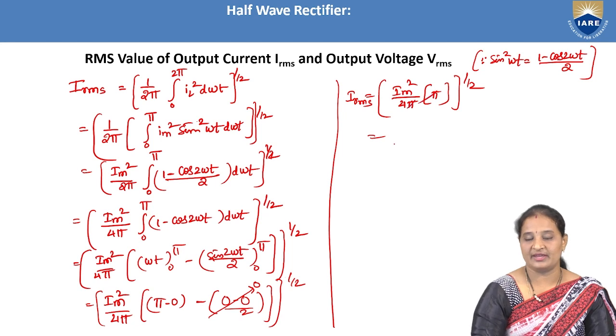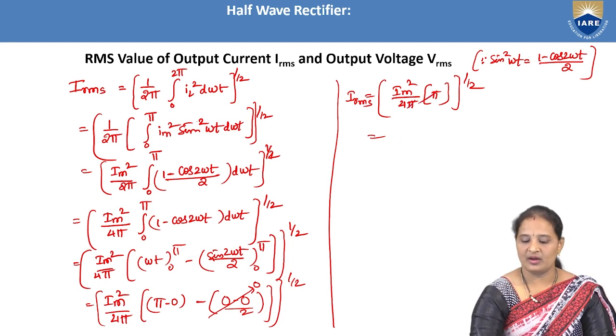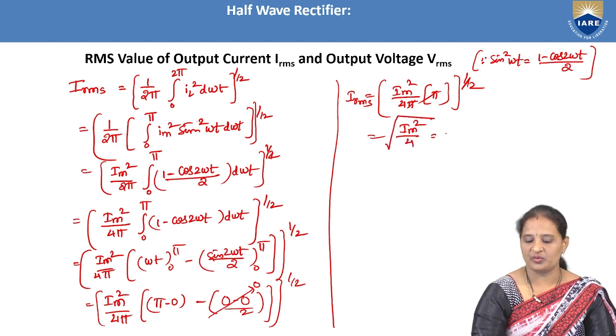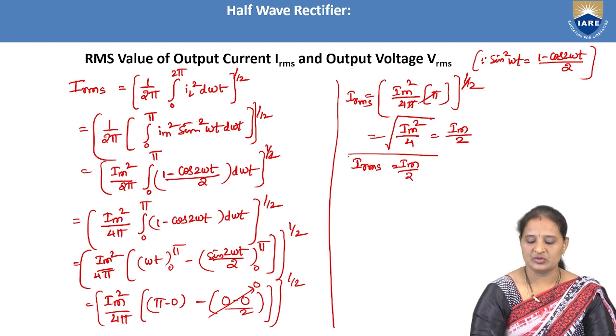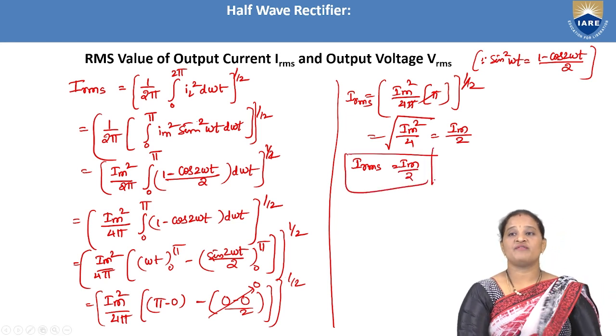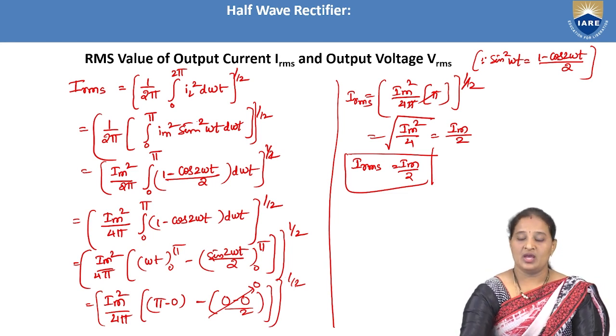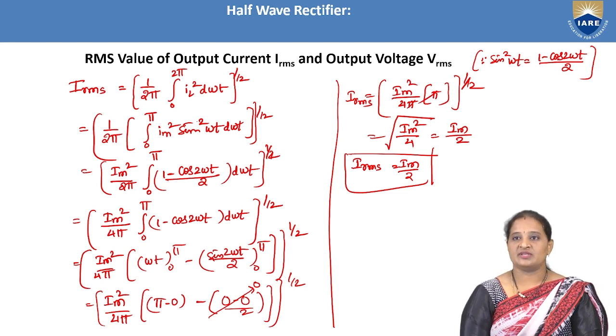So pi gets cancelled. If you apply the root, that is Im square divided by 4, whole root. So that becomes Im by 2. So IRMS value is equal to Im by 2. This is the RMS value of current flowing across the load resistor. So now similarly VRMS.